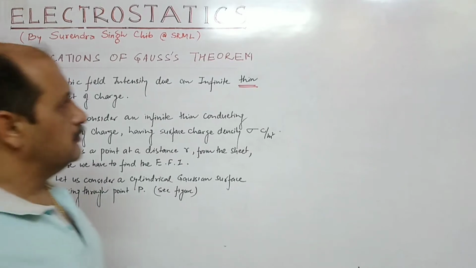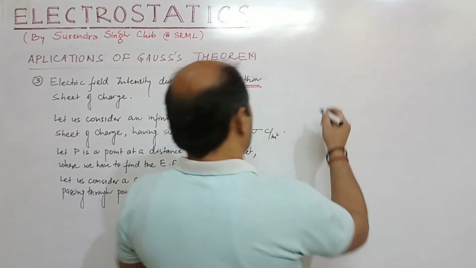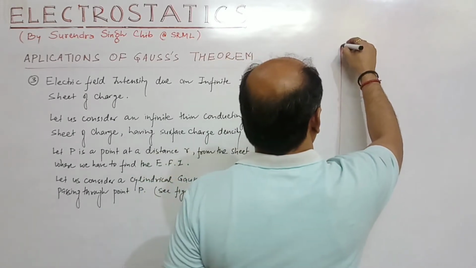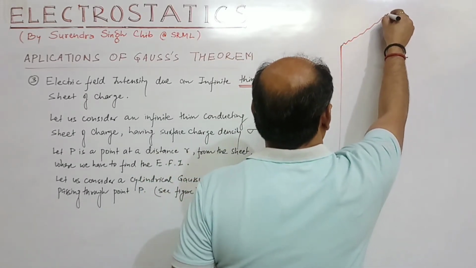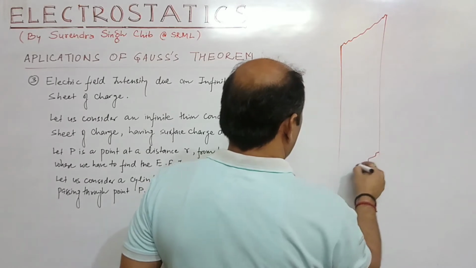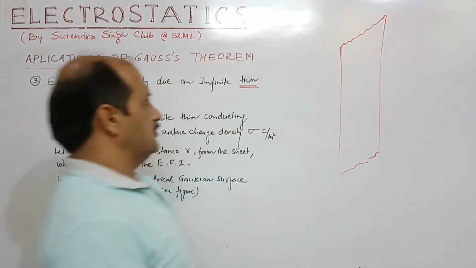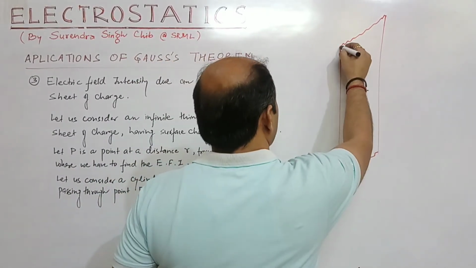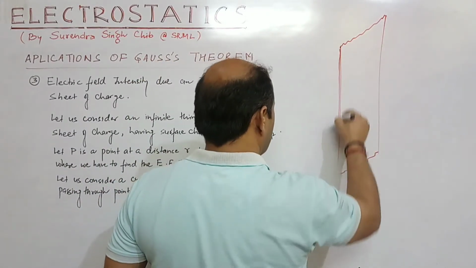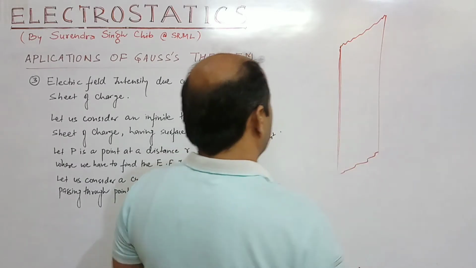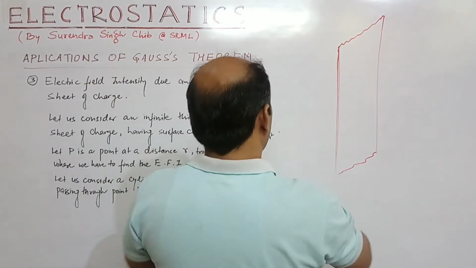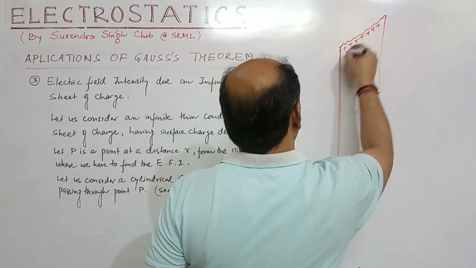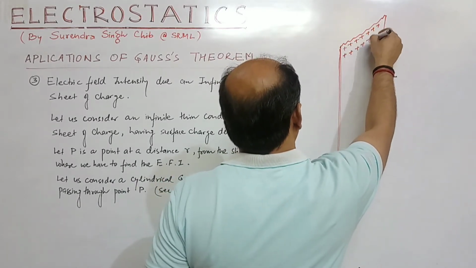So let us consider a thin sheet. So this is a thin sheet. This edge is towards you, and this is the back side. And say it is uniformly charged, and say it is uniformly positively charged.